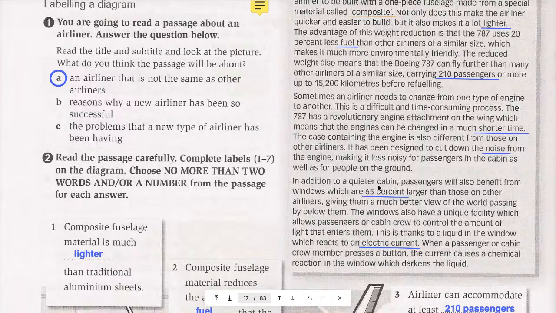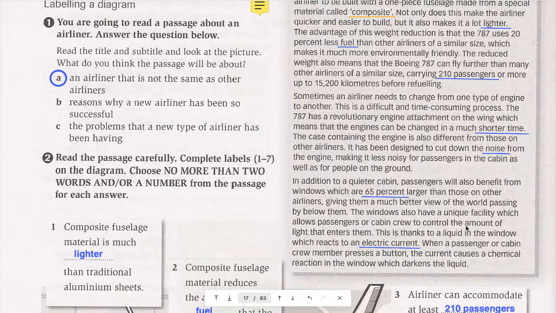We have 3, line number 4. Facility. Facility is like here. The windows also have a unique facility which allows passengers or cabin crew to control the amount of light that enters them. Facility, that means kind of something useful for you to use. Like for example, the facility in this room can be the fan, the AC, lights, things like that.